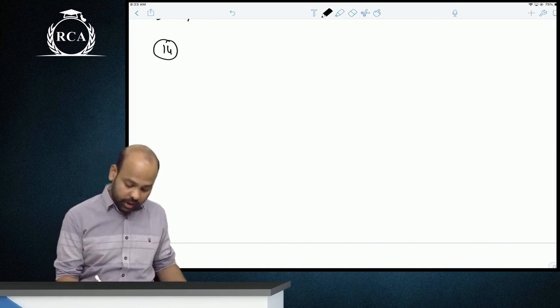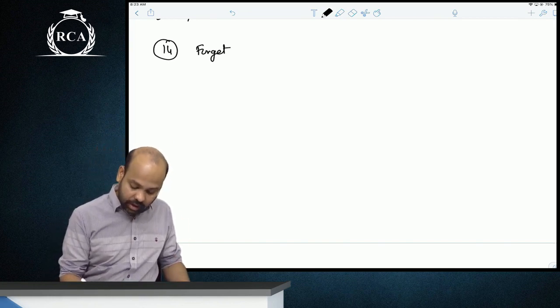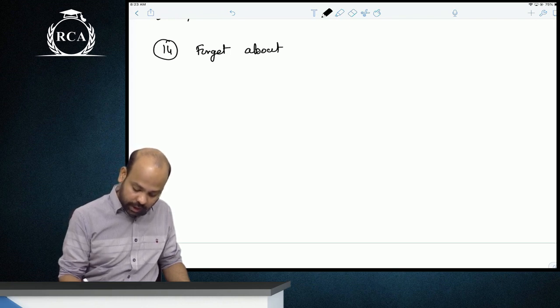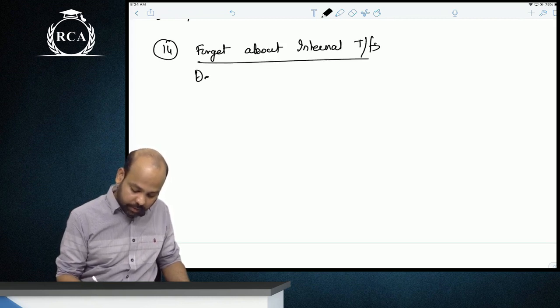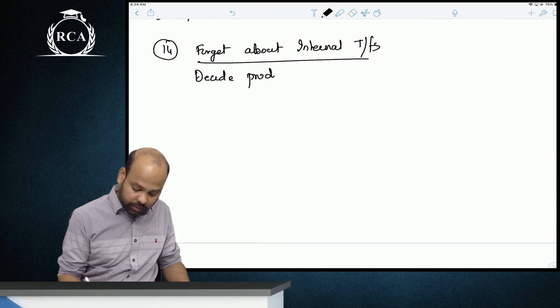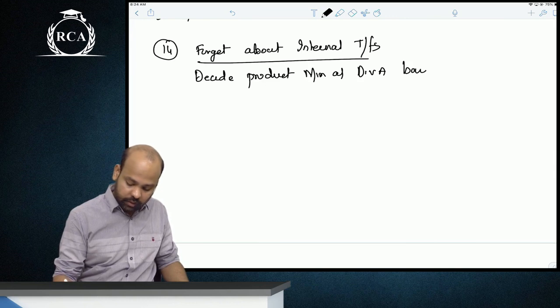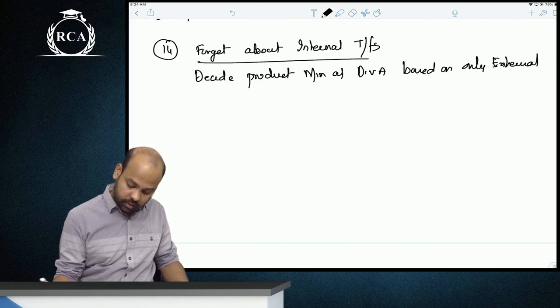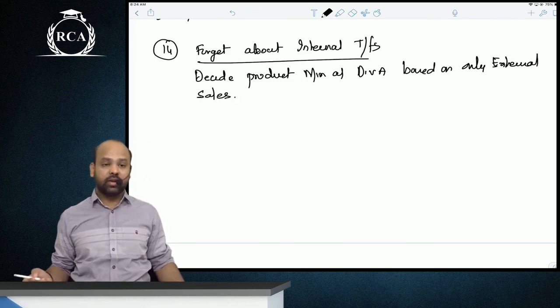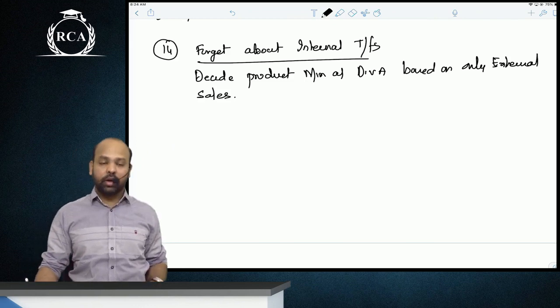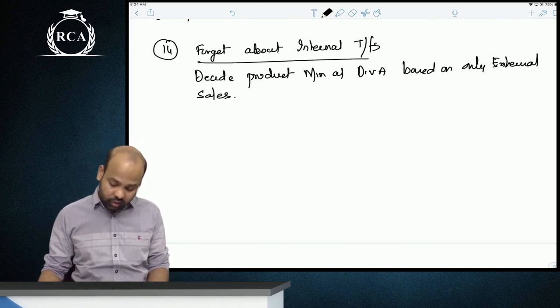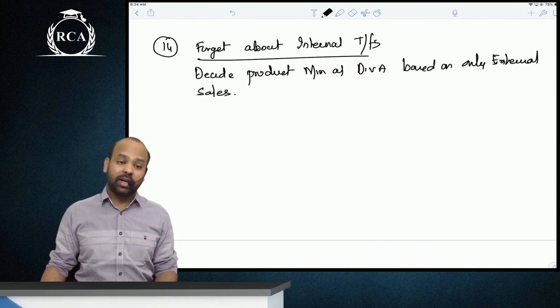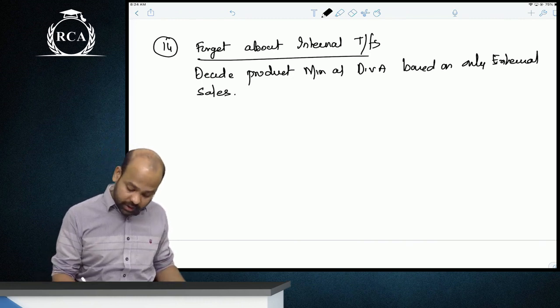The first thing we will do is, don't write this in the exam, forget about internal transfers. The very first thing we have to do is decide the product mix. First I'll have to decide the product mix of division A based on only external sales. Understood? We will have to decide what the product mix of division A is based on only external sales.